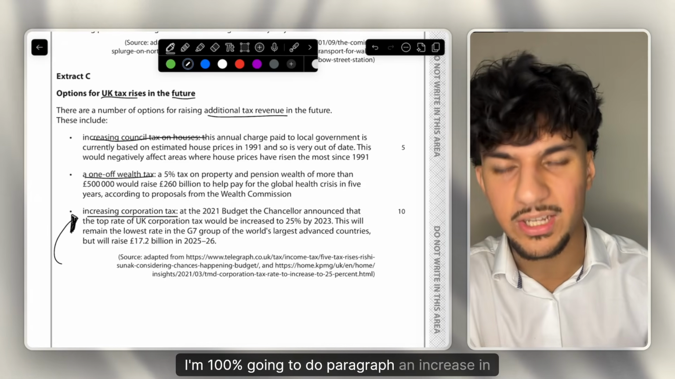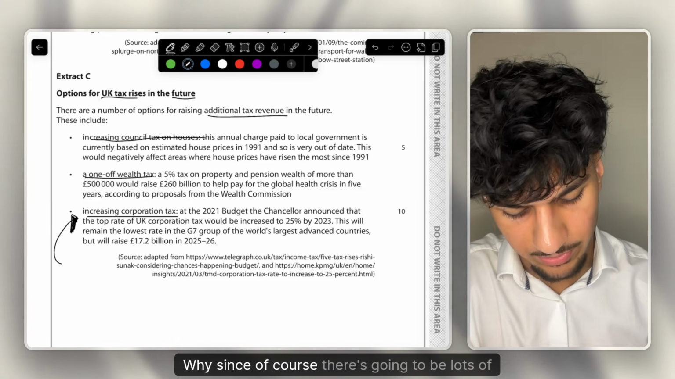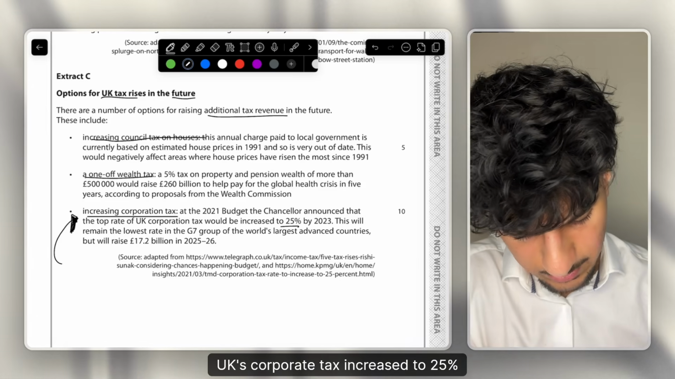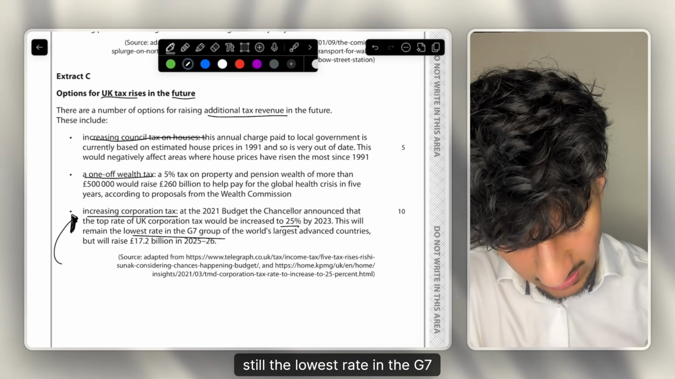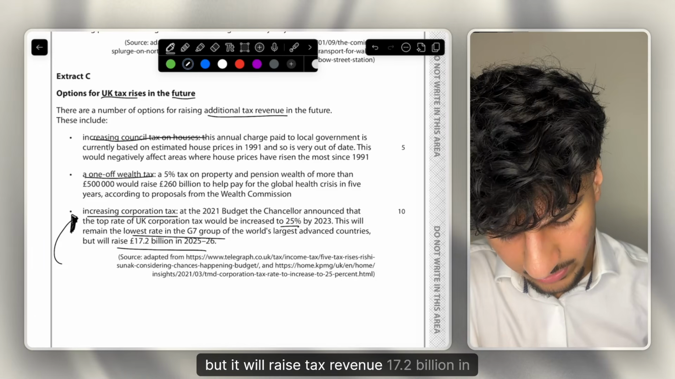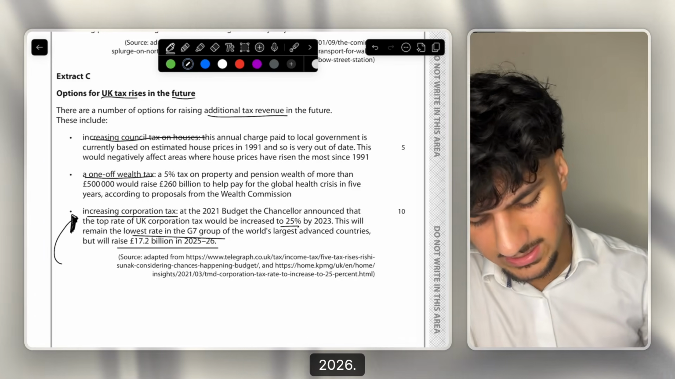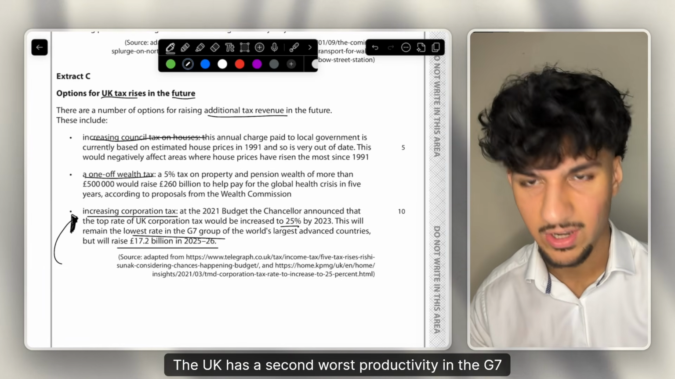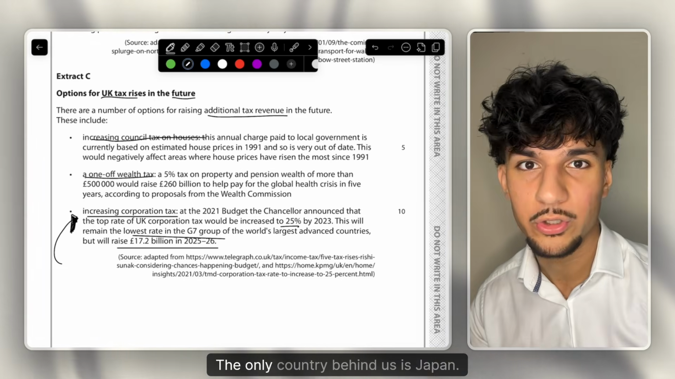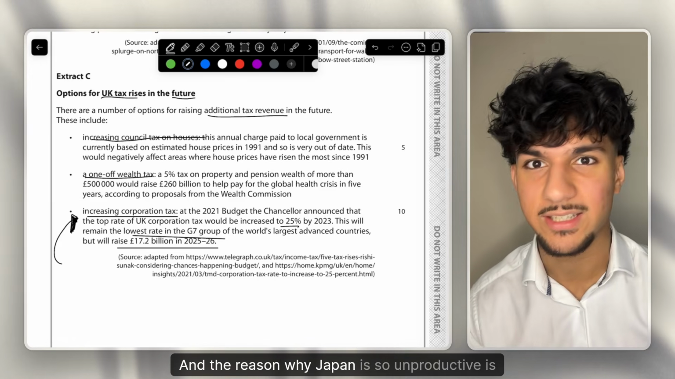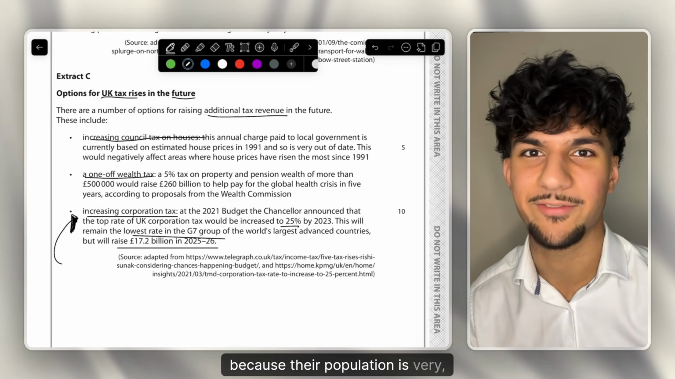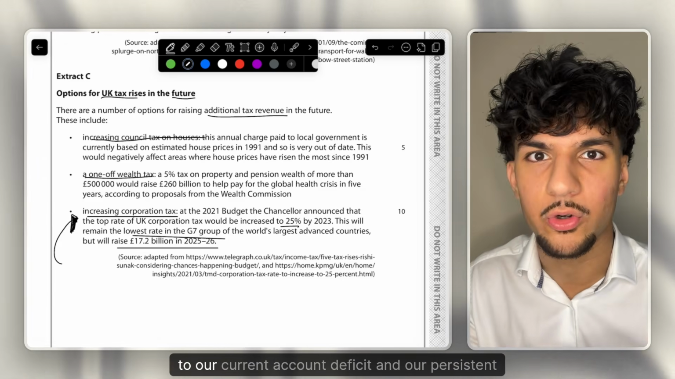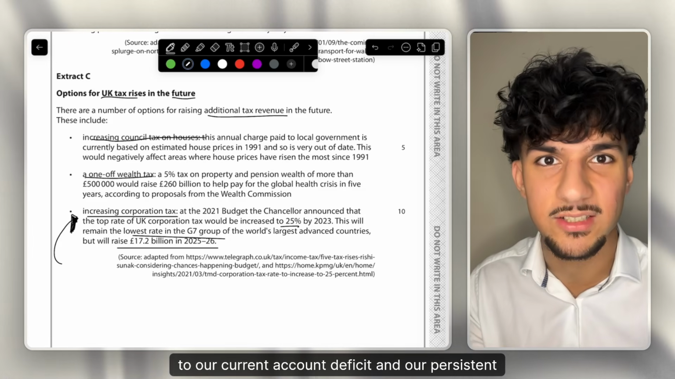I'm 100% going to do a paragraph on increasing corporation tax. Why? Since there's going to be lots of application in this little section. As you can see, UK's corporation tax increased to 25%, still the lowest rate in the G7, but it will raise tax revenue 17.2 billion in 2025-2026. Another good figure about the G7: the UK has the second worst productivity in the G7 after the 2008 financial crisis. The only country behind us is Japan, and the reason why Japan is so unproductive is because their population is very, very old, not aging. And that's one of the biggest contributing factors to our current account deficit and a persistent current account deficit.